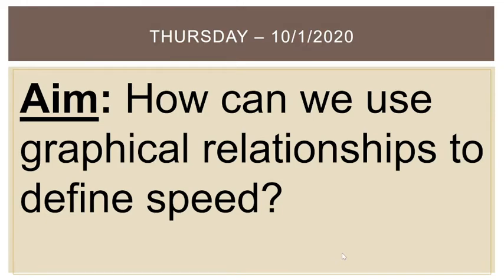As you can see on the screen, the aim for today is to use graphical relationships to define speed. Now, as it turns out, graphical relationships are extremely important in this course, not just for motion, but really for all topics. And so we are going to use it a little bit now as we continue to move forward and talk about motion. At the very end, we are going to wrap it up by taking a more detailed look at motion graphs.